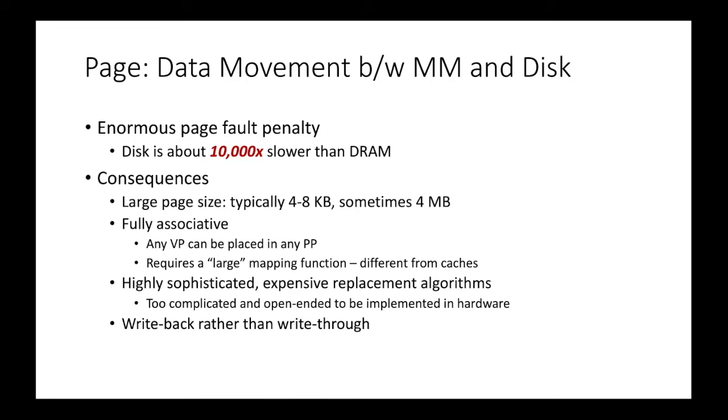Let's talk about the page movement between main memory and disk. Unlike cache memory, moving data between main memory and disk is very expensive because disk is very slow. Because each transaction takes a long time, we move a larger chunk at a time. That's why a page is a lot bigger than a cache line. Also, we use a fully associative configuration to avoid or minimize any conflicts.